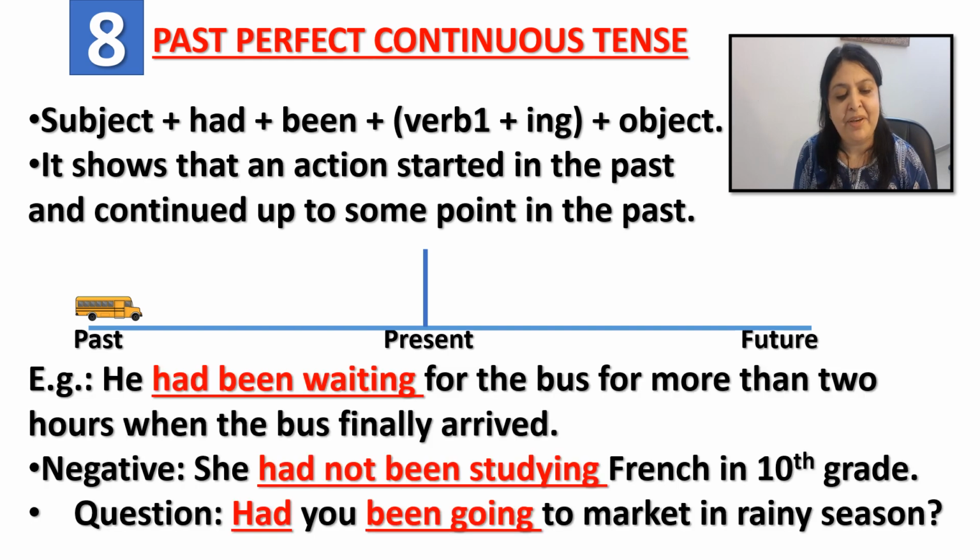Example, he had been waiting for the bus for more than 2 hours when the bus finally arrived. So, it continued continuously, had been waiting for the bus. Negative, she had not been studying French in 10th grade. Question, had you been going to market in rainy season?